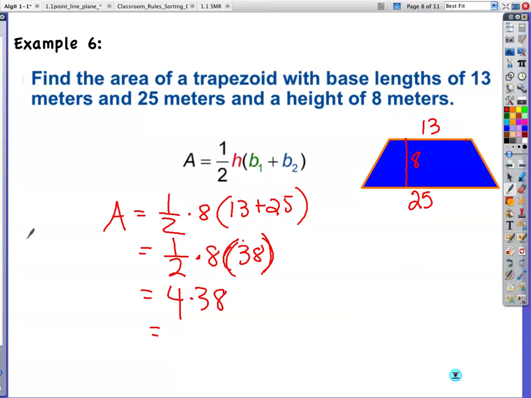What is that, 152? 4 times 38 is 152. And that's the area. And do we have labels here? 152 square meters. So area, quick review, is always squared because you have 2 dimensions, length and width.